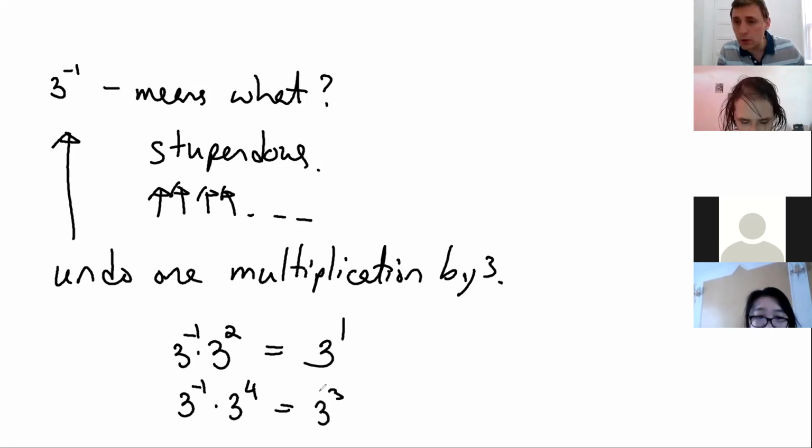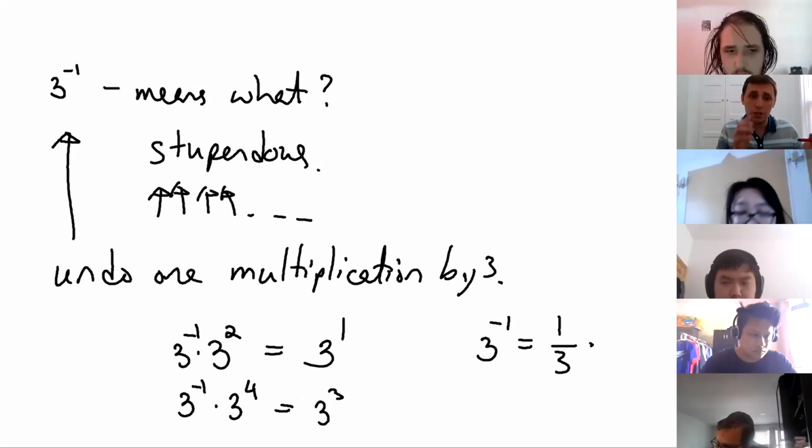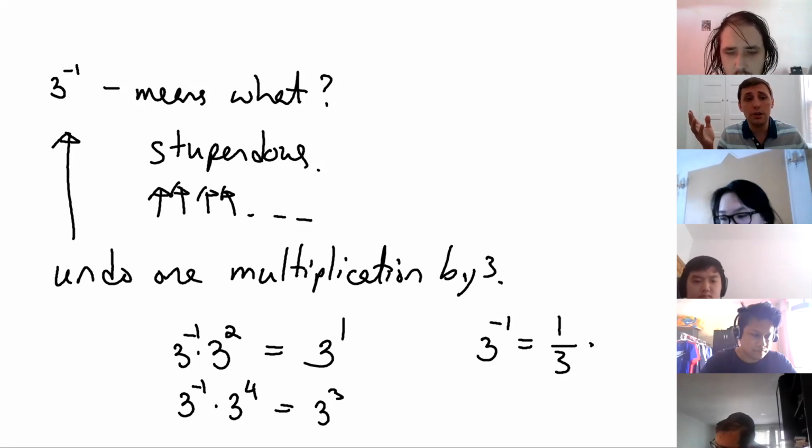But how do you undo a multiplication by 3? That means 1 over 3. Just multiply by 1 over 3. You understand? To undo a multiplication by 3 is to divide by 3. That's why 3 to the -1, that's another way to see why 3 to the -1 has to be 1 over 3. And in general 3 to the -n is 1 over 3 to the n. Yes?